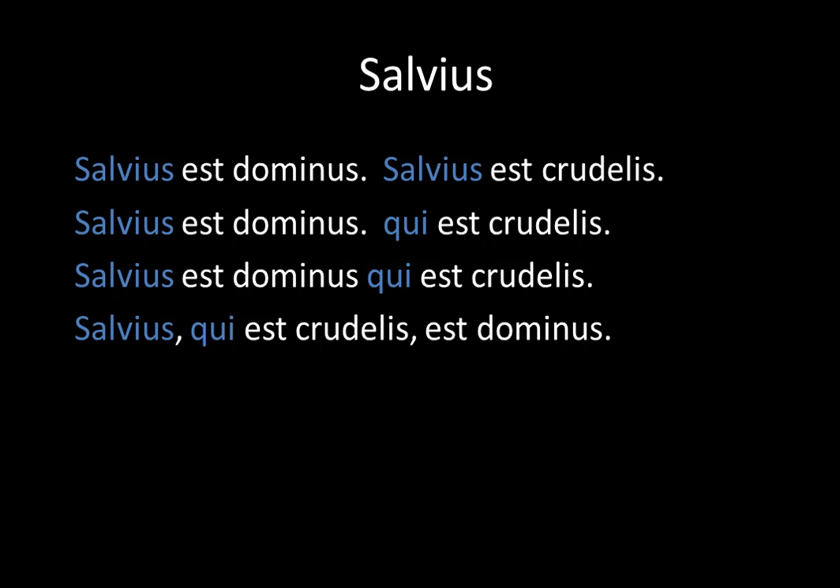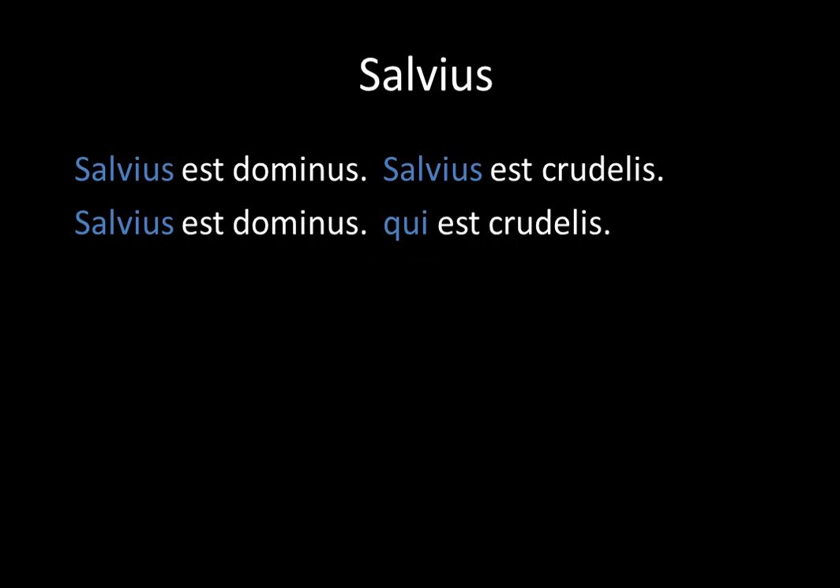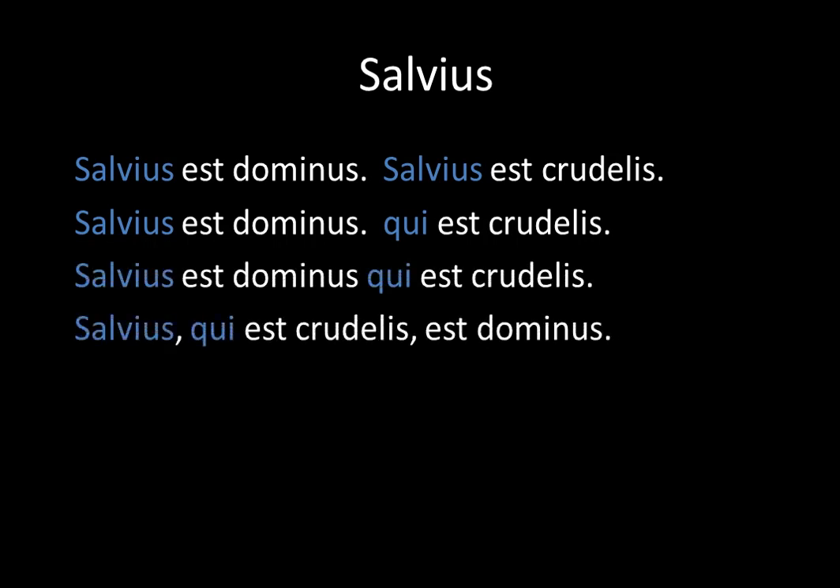The relative pronoun is just like the word it's describing, Salvius, because it's also singular and masculine. But just like you see in these previous sentences, it's almost like its own separate sentence. And so in that sense, it needs to be a subject, so it takes the nominative form. We're going to see this a couple of times.